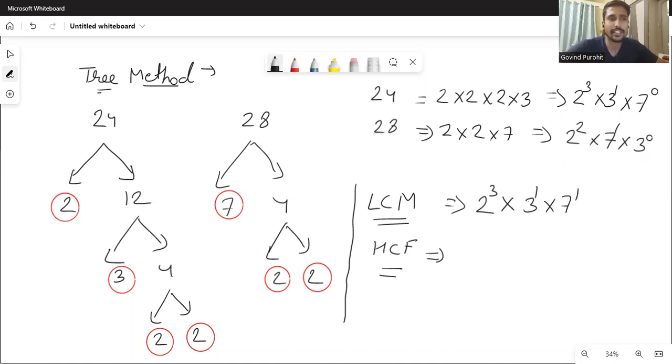Similarly, the smallest power, sorry, I missed that. I said biggest, but the smallest power even amongst these for 2 is going to be 2, and for 3 it is 0, and for 7 it is 0. So if we multiply that, we get 2 times 2 times 2, and that's going to give you 8, and 3 and 7. So the answer you get is 168.